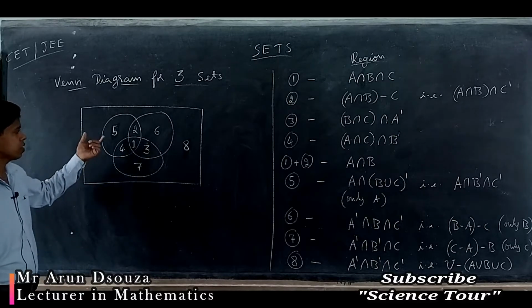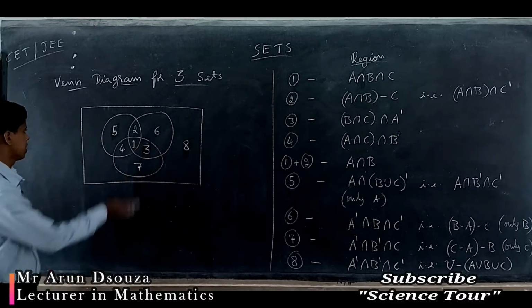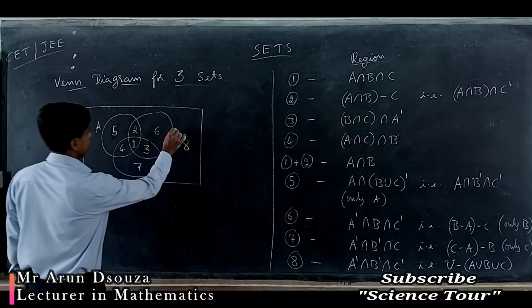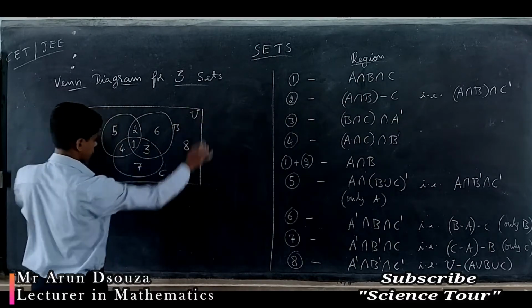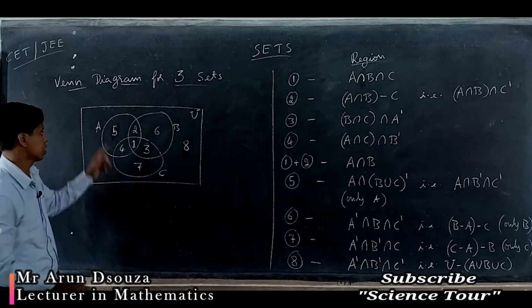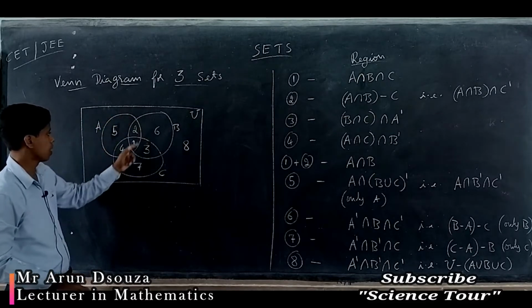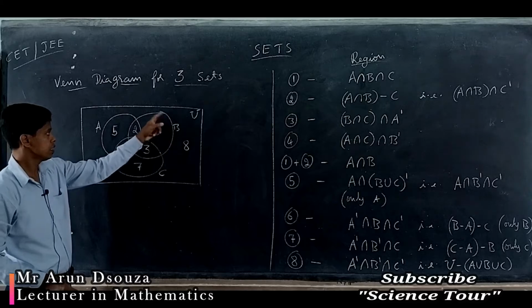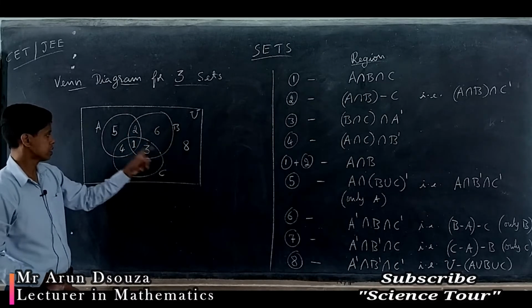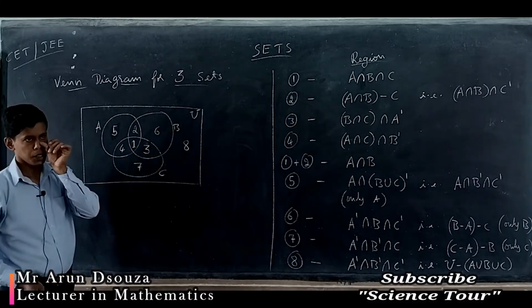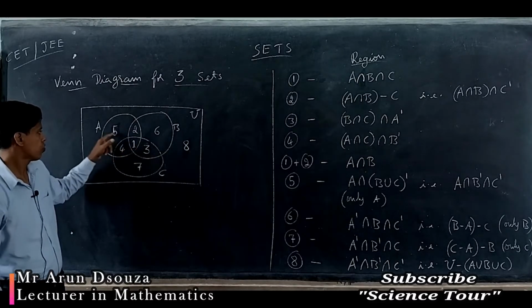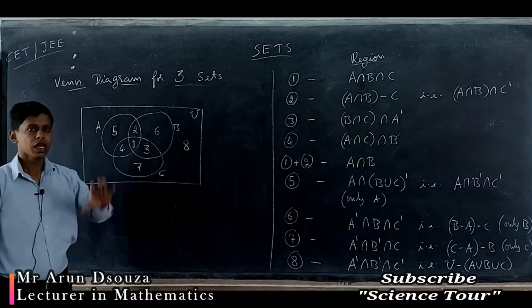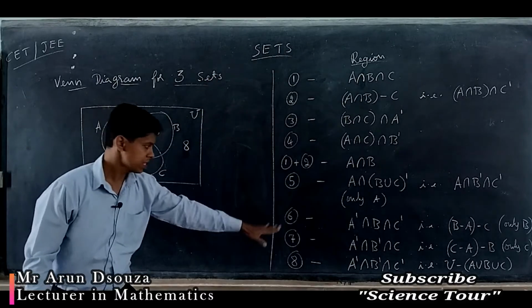So I have not named any set here, so let me name it. This is A and let me name it as B and C, and this rectangle that you see is universal. So what is A? A is this circle and B is this circle and C is this circle. Now I have named the regions 1, 2, 3, 4, 5, 6, 7 and 8. Let us understand what they represent.